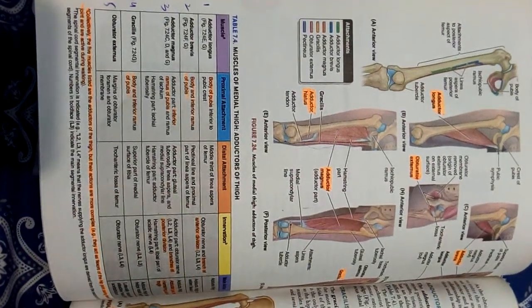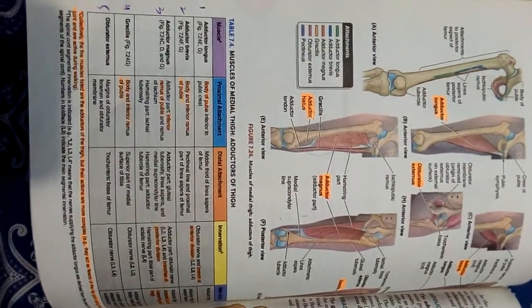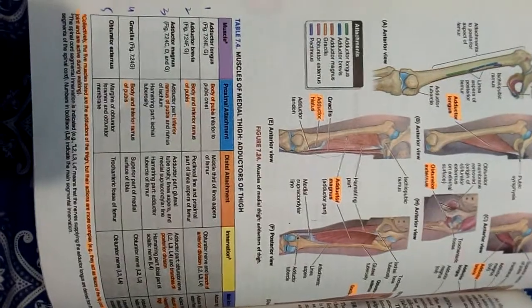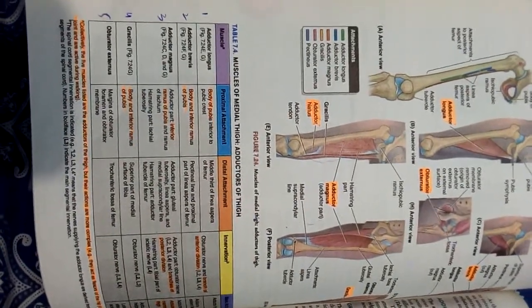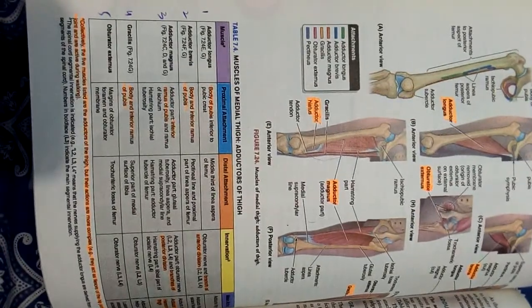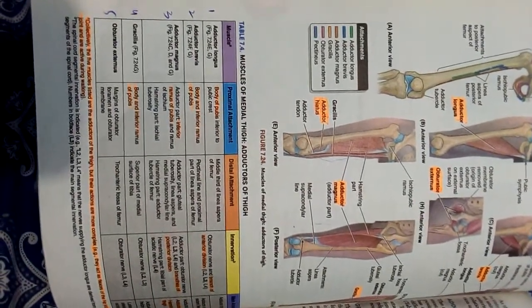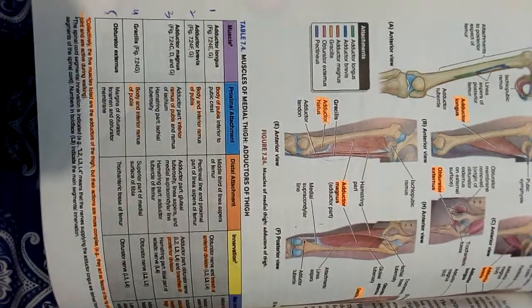Now we will discuss the muscles of the medial compartment of thigh. The medial compartment of thigh contains all the adductors of thigh. There are 5 muscles: 3 adductors (adductor longus, brevis, magnus), Gracilis, and Obturator externus.